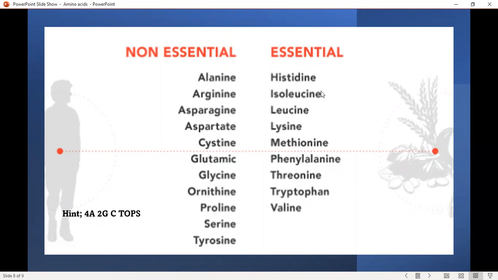So the remaining will be essential amino acids. Now what are essential amino acids? The amino acids that are not produced in your body and that we need to take in our food are called essential amino acids.